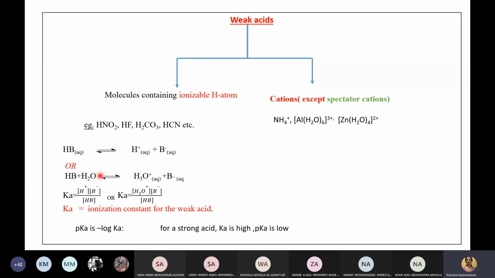This is actually a more correct way, but usually we write it this way because it's so simple. HB is an acid. It gives H plus to H2O, so you will get H3O plus and B minus.